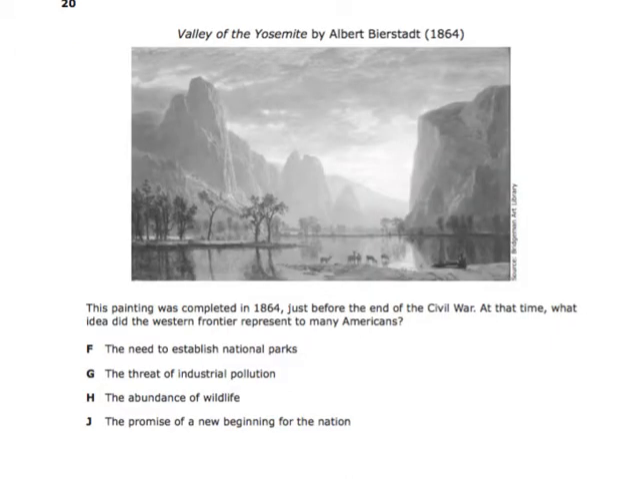Valley of the Yosemite by Albert Bierstadt, 1864. This painting was completed in 1864, just before the end of the Civil War. At that time, what idea did the Western frontier represent to many Americans? The promise of a new beginning for the nation. By the way, you could look this picture up in color, the original version. It is epic and beautiful.